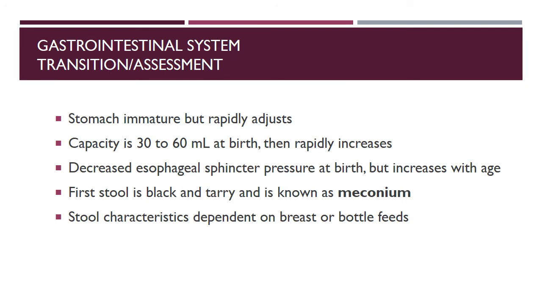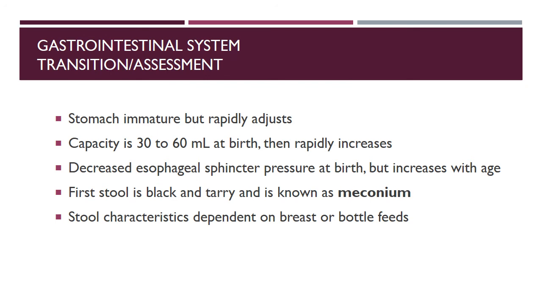They have a decreased esophageal sphincter pressure at birth that increases with age. So that's why they're burping up. When they burp, they may spit up, those types of things. So as they get older, the esophageal sphincter tightens, and so they're less likely to spit up their food.